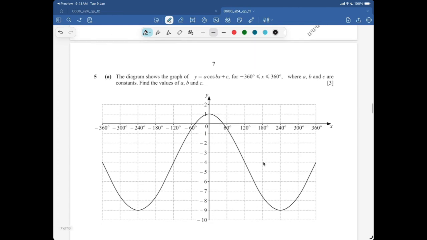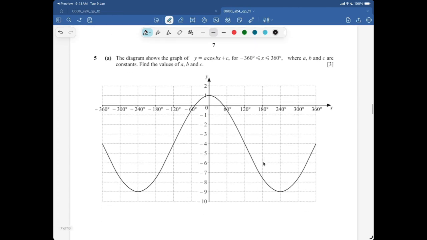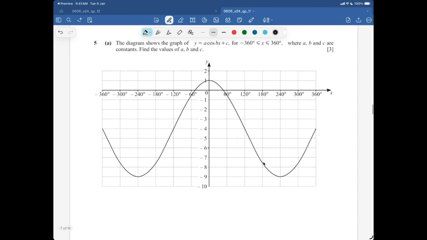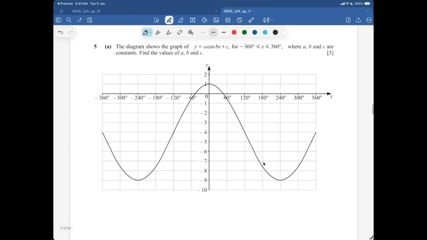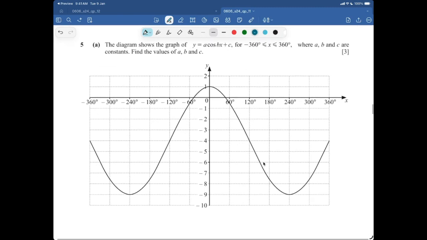The diagram shows the graph of a cosine bx plus c. So standard question, finding a, b, c. So you can find a by the amplitude. So this is what we call the equilibrium position. And we can see that the amplitude here is 5. So a is equal to 5.